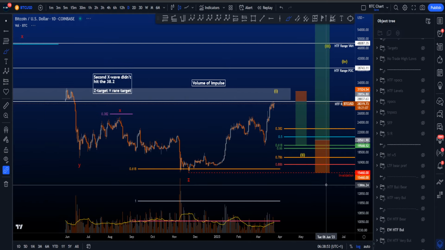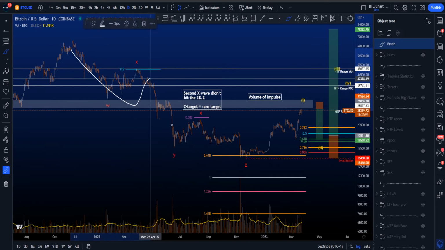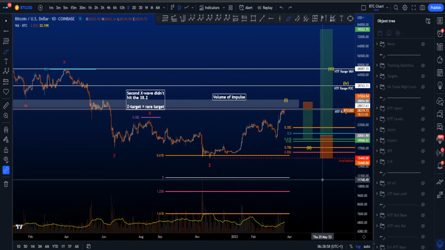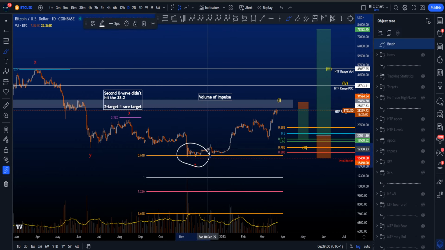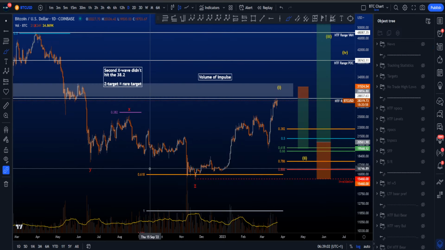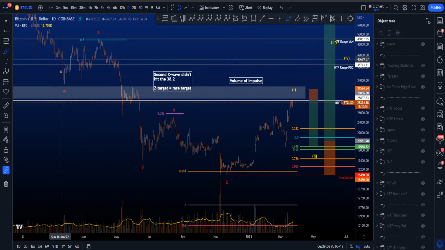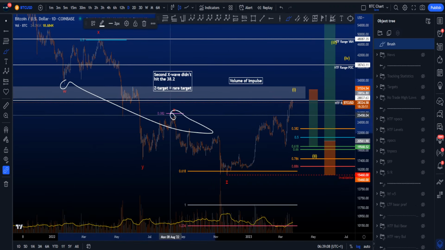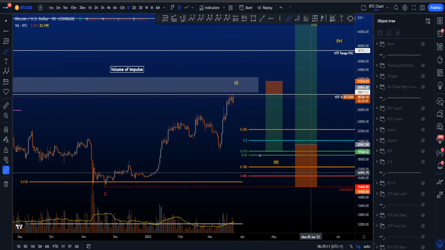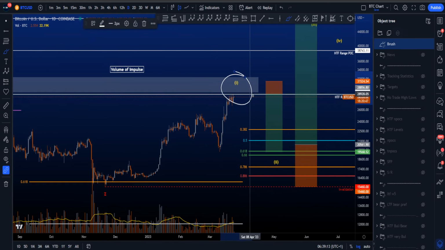If we then go to the other bullish scenario that I have, we have a WXYXZ over here in the correction, which then is the low of the bear market, where wave Z hit the 0.618, which is a rare target for wave Z, taken from the all-time high to the low of W to then the high of wave X. Absolutely possible, but in this scenario, wave 1 is not yet finished.